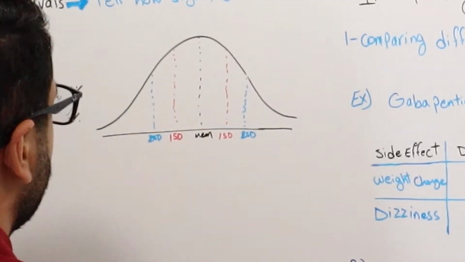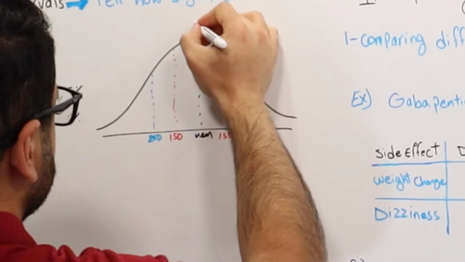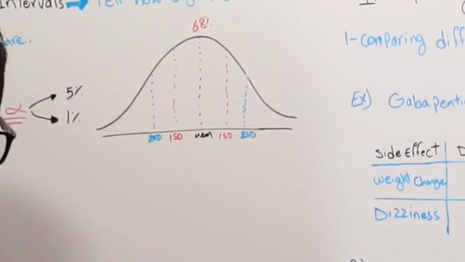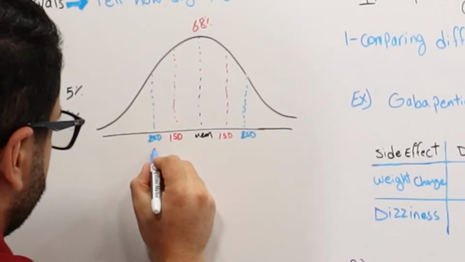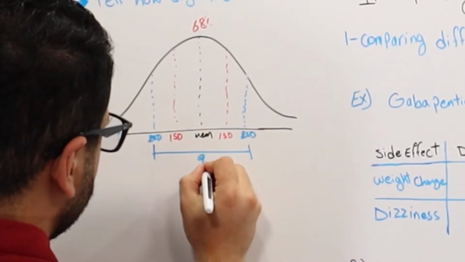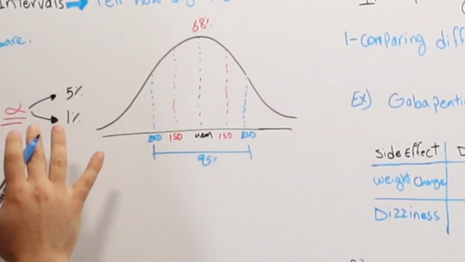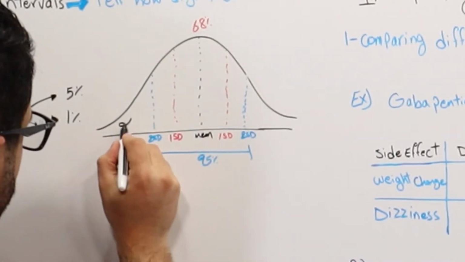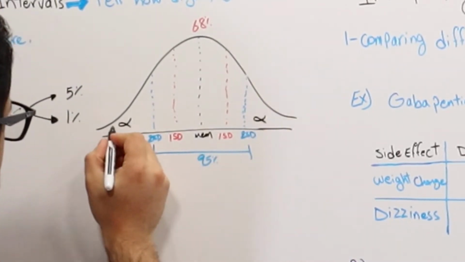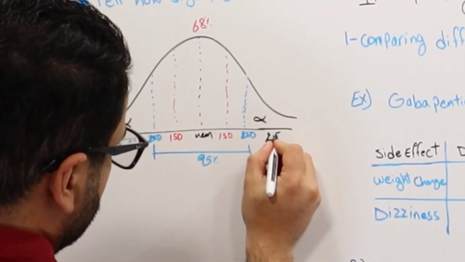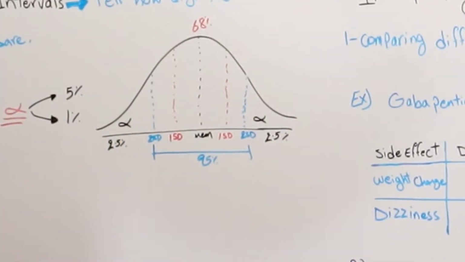And we said that 1 standard deviation is basically 68%, so 34% over here and 34% on the other side. And 2 standard deviations is basically 95%. So from here all the way to here is 95%. This is where 5% comes in. So basically alpha is over here and on each side, and each side is 2.5% in this case. This is what we're going to see in most cases.